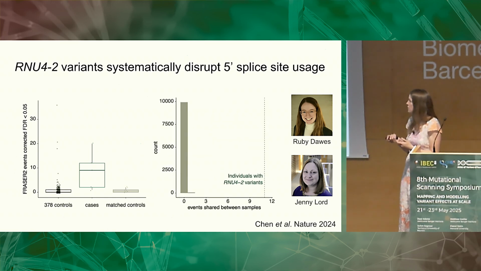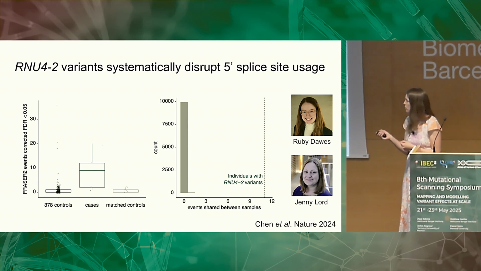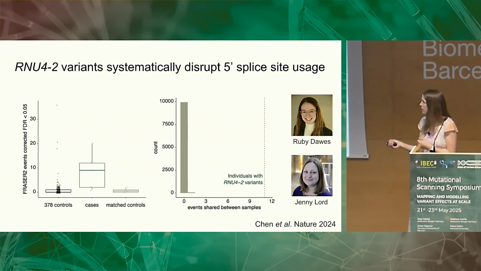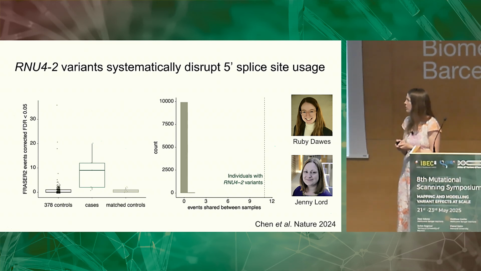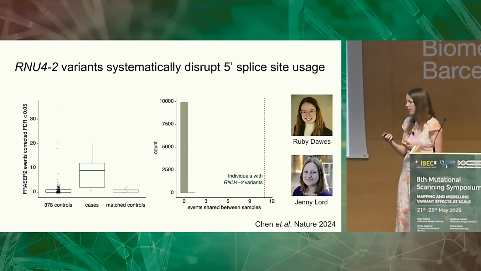These sites are not random. We see the same events in common across these different samples. So here is the most boring histogram in the world, where if we sample 5 controls randomly and look at how often they share the same 5' splice site event as significant, basically it's always 0, compared to our individuals with RNU4-2 variants. This is a systematic change in 5' splice site usage.